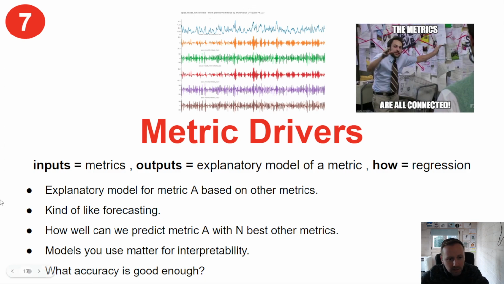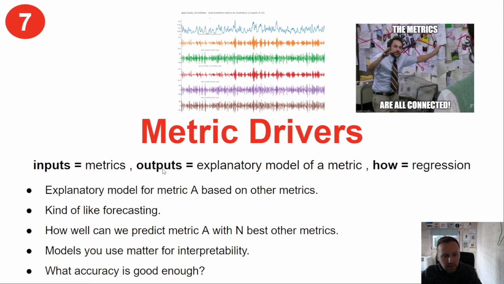So the inputs here are metrics. The output here is an explanatory model of the metrics. And how we do this now is regression. So in this case, we're in a regression setting where we're trying to predict the raw value of the metric itself based on the lagged values of the other metrics, and see how good a job we can do.